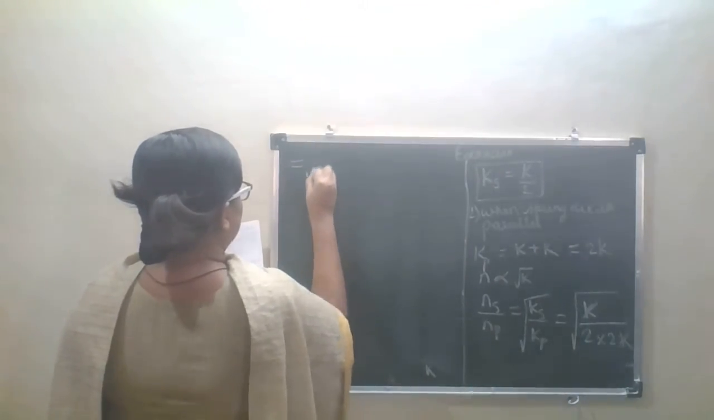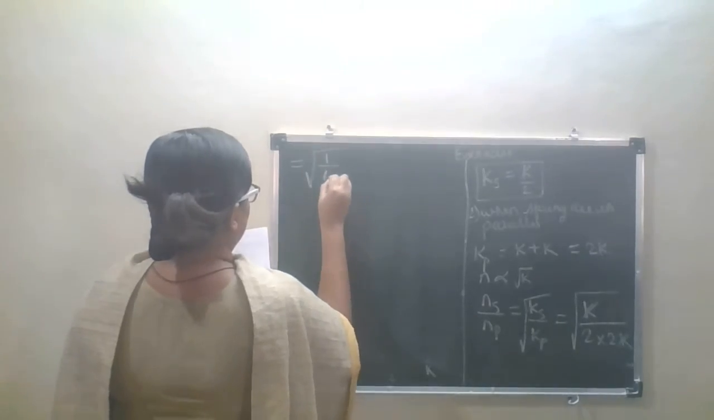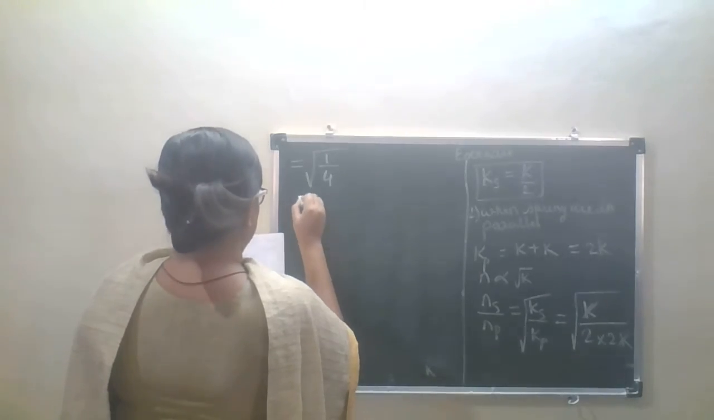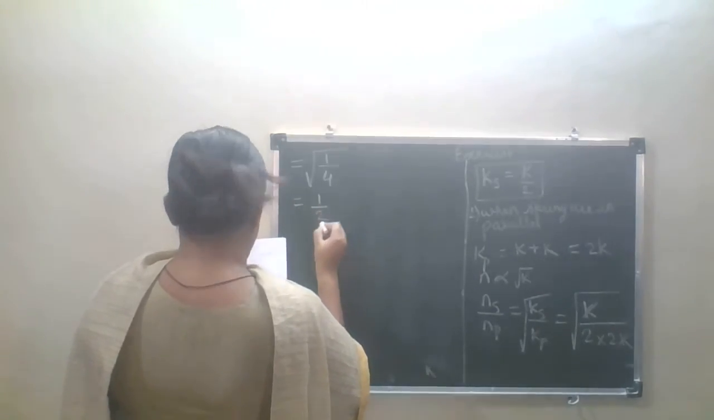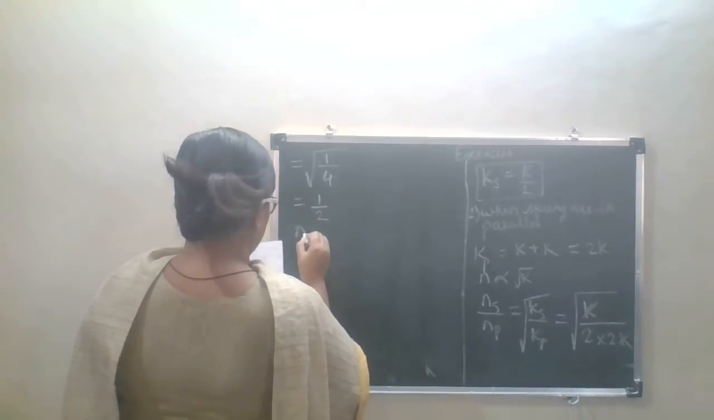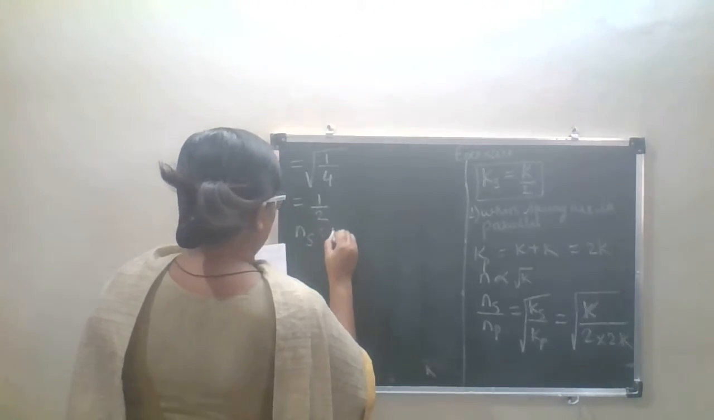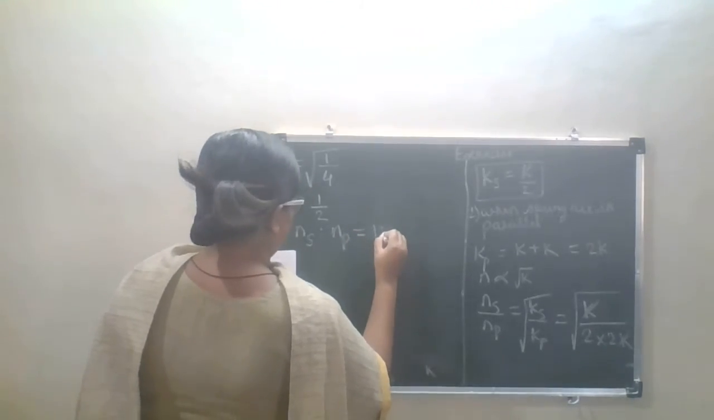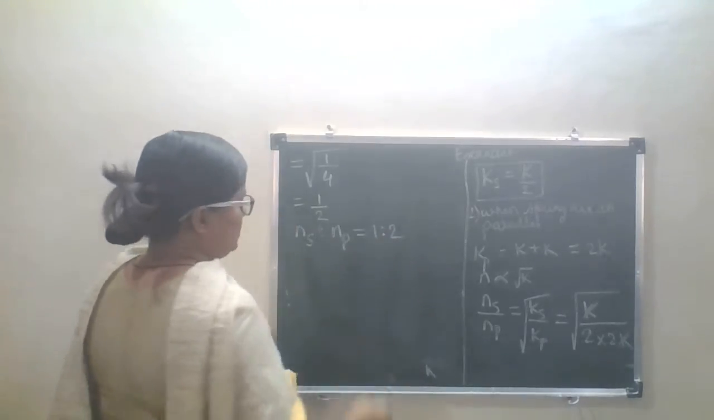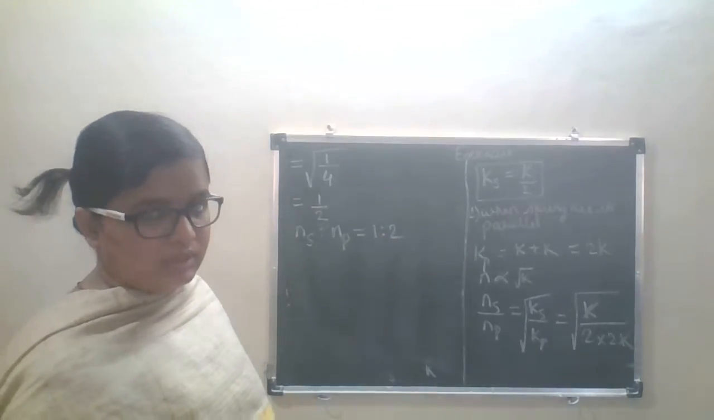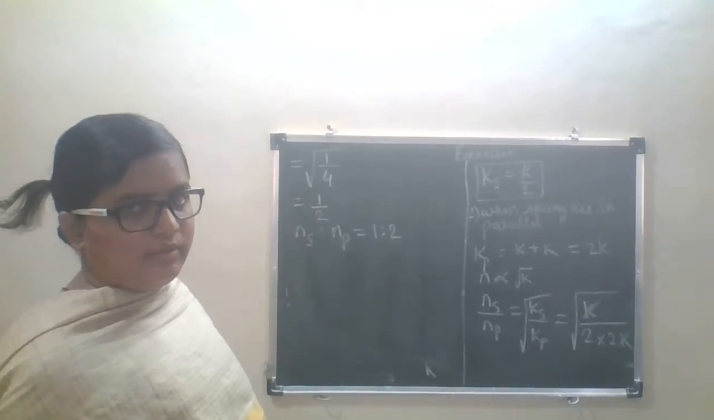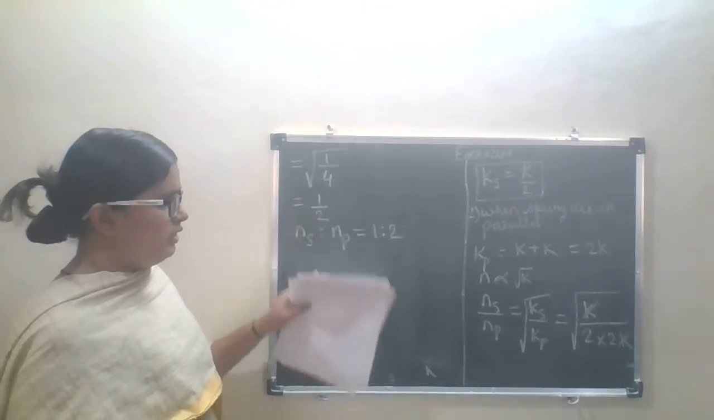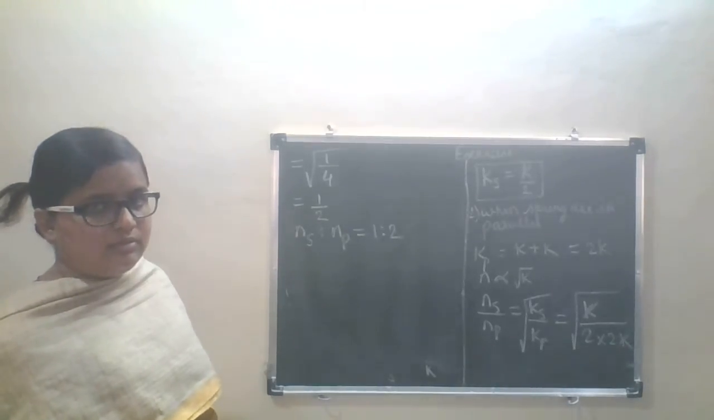Is equal to 1 upon 4, and this is equal to 1 by 2. So n of s is to n of p is equal to 1 is to 2. So this is your answer of the fourth MCQ. Okay, got it? Now further we will see.